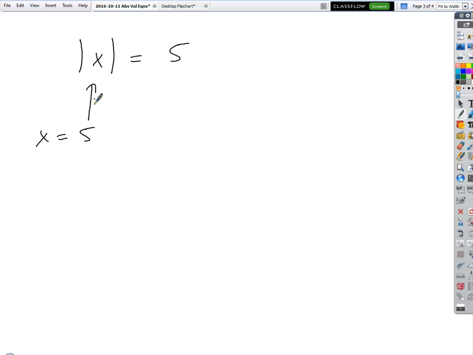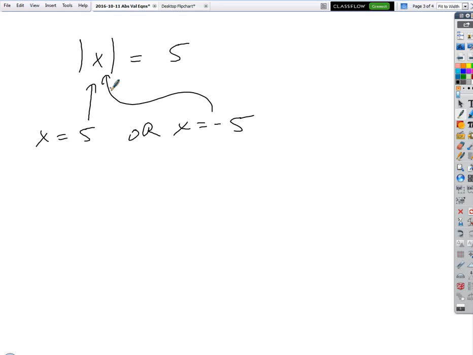2 plus 3, okay, that would still be 5. Is there another value I could plug in for x that would still give me an output of 5? Negative 5, right? Because the absolute value is going to make it positive. Everybody agree? So I could also say x equals negative 5, and that would work. Okay?